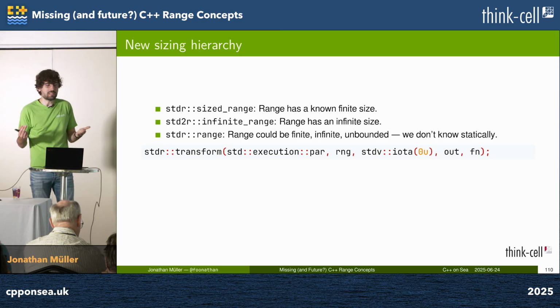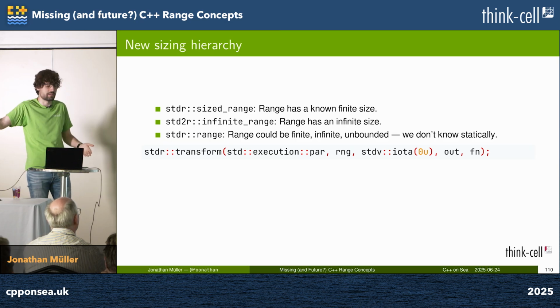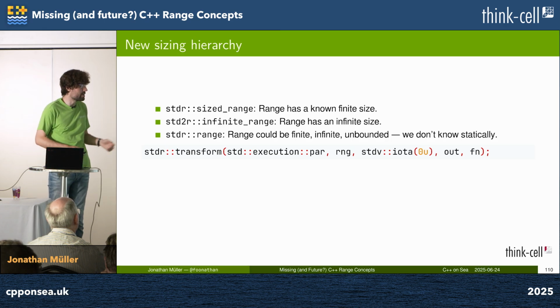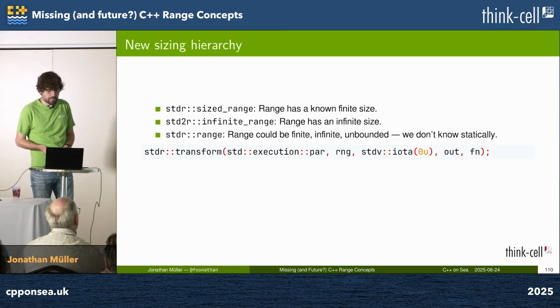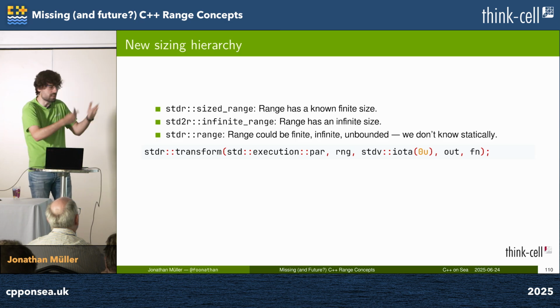But it's kind of stupid that this is rejected because we just picked the size of the other range because the iota one is clearly bigger, right? And this actually motivated me to work on this problem. Because we can just say, okay, they're either both sized or one is sized and the other one is infinite, and then it just also works.